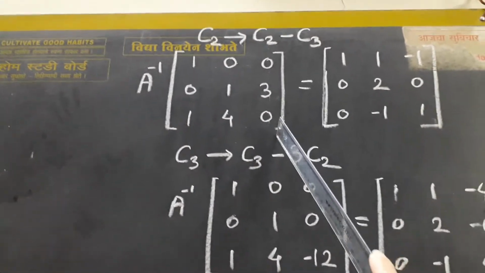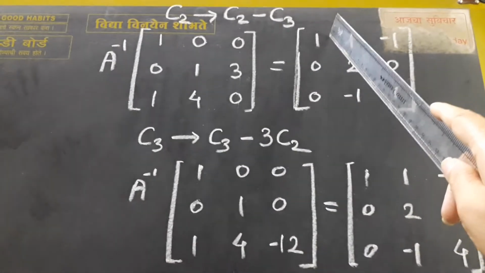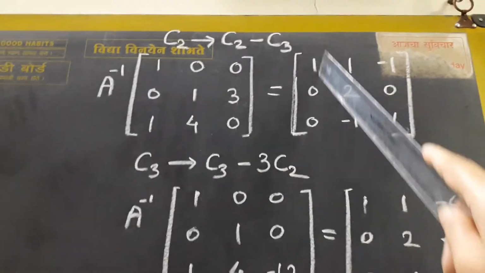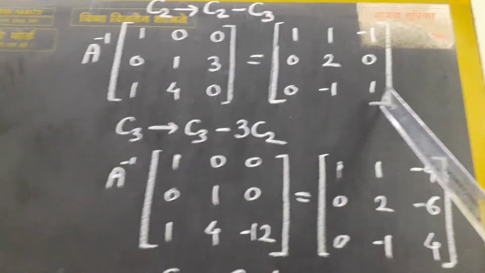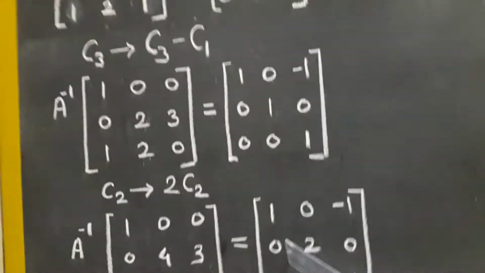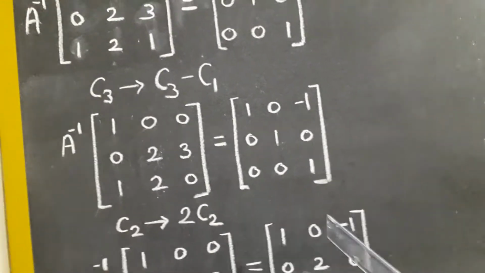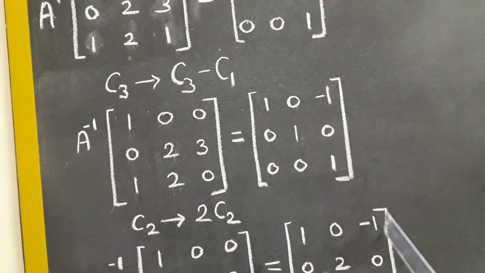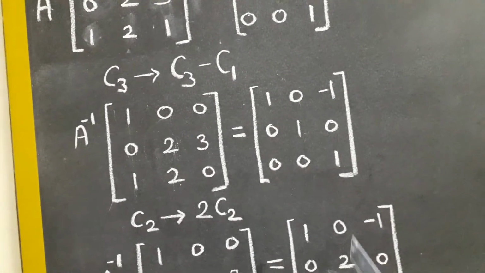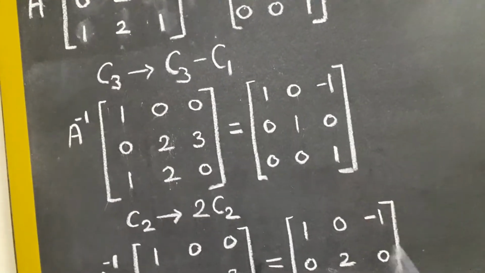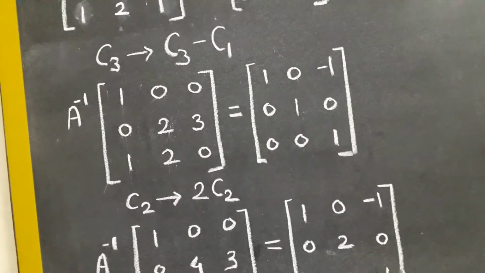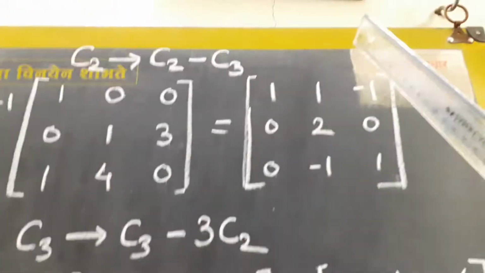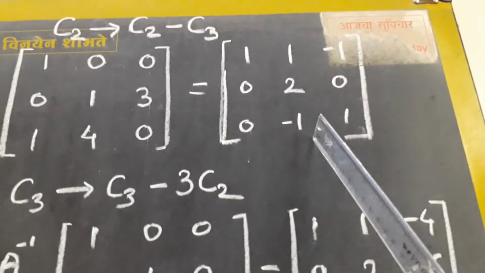The third column we write as it is in this, here also the first column and the third column we just write in the same manner, only C2 minus C3, so 0 minus of minus, plus 1 I have to write here, then 2 minus 0 is 2, and 0 minus 1 is minus 1. So I will get it as 1, 2, minus 1.